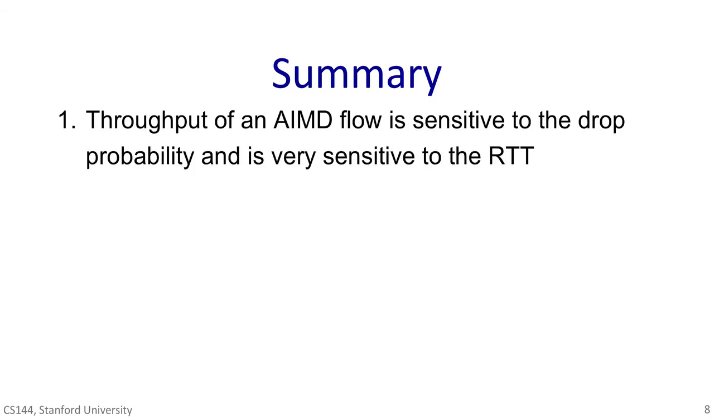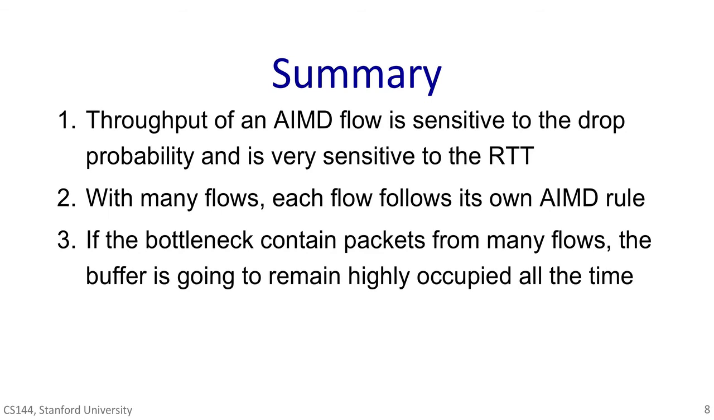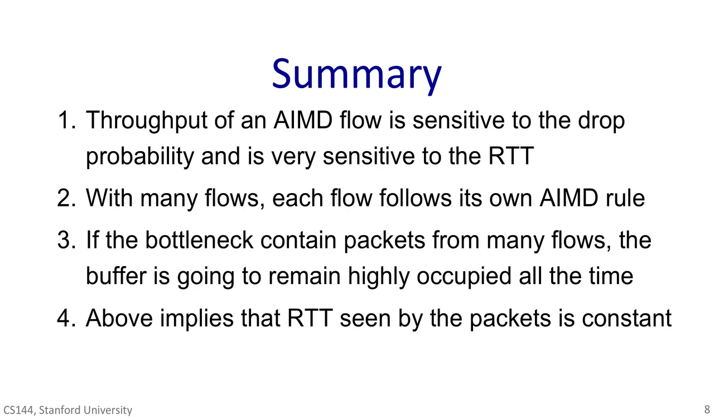So in summary, what have we learned about AIMD so far? We've learned that the throughput of an AIMD flow is sensitive to the drop probability and very sensitive to the RTT. We've learned that when the network is carrying many flows, each flow follows the AIMD rules just like the single flow. The window will contract and expand according to the AIMD equations, while the sender probes how many bytes it can safely place into the pipe between the sender and the receiver. We've also learned that if the bottleneck contains packets belonging to many different flows, then the buffer is going to remain highly occupied all the time. This means the RTT seen by packets is about the same, and we can safely assume RTT is constant in this case.